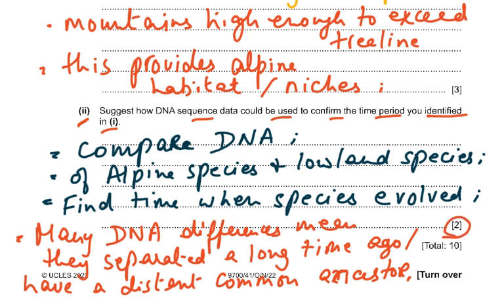Because it says suggest how DNA sequence data could be used to confirm the time period. So you compare the DNA of alpine and lowland species and find the time when the species evolved. And if many DNA differences are present, that means they separated a long time ago, or you could say they have a distant common ancestor.